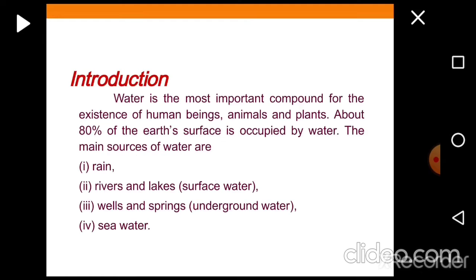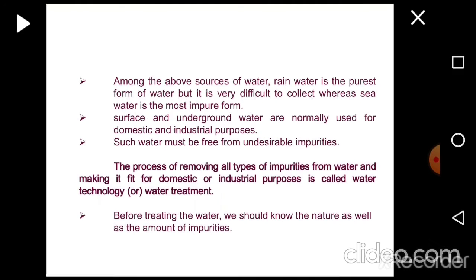Water is the most important component for all living organisms. About 80% of the earth's crust is surrounded by water. The main sources of water are rainwater, surface water, underground water, and sea water. Among the 4 sources, rainwater is the purest form, but it is very difficult to collect. Sea water is an impure form and cannot be used for day-to-day life.